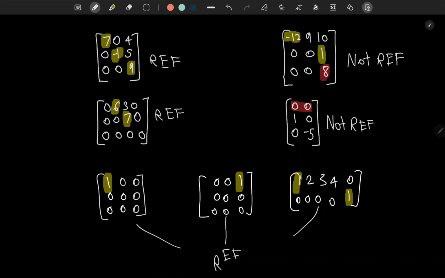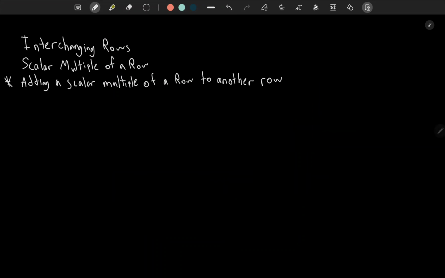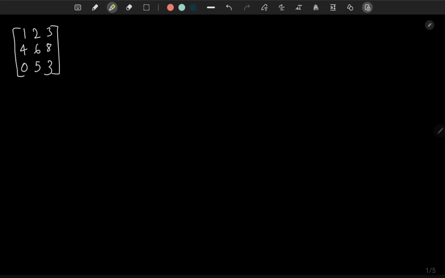So now let's see how to convert a not-REF matrix into REF. These are the three operations that we can do to convert a matrix into REF, and the most important one here is the third one, which is adding a scalar multiple of a row to another row. So let's go to an example, and this will be more clear for you. Here we have a 3 by 3 matrix, and we'll be converting this into REF.